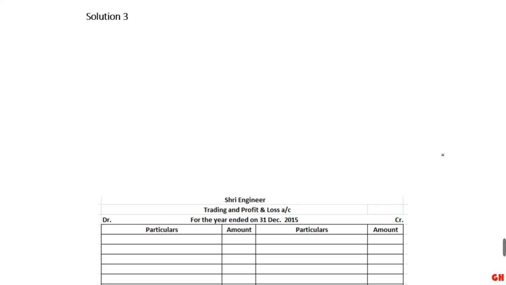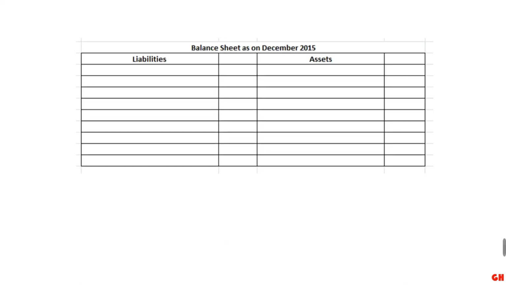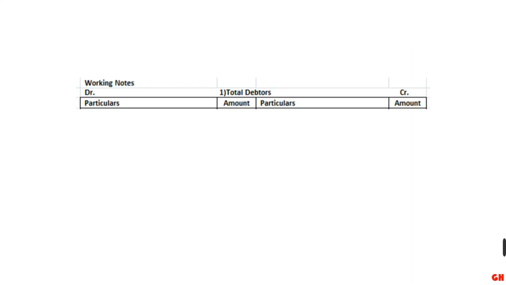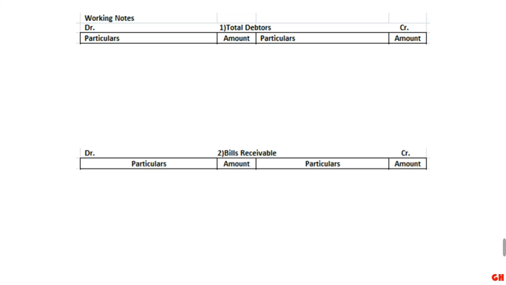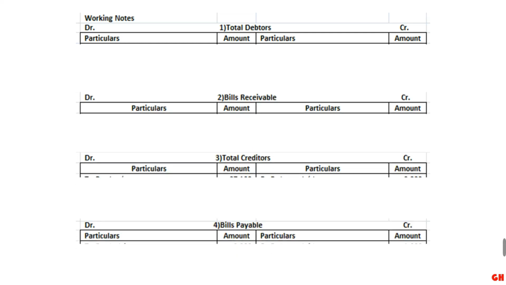The solution will start with preparing of trading profit and loss account and preparation of balance sheet. So students, you can leave 2 pages for preparing these 2 statements, and then you start with your working notes. So the first working note is total debtors, second one is bills receivable, third one is total creditors and bills payable. We need to prepare these ledgers simultaneously.